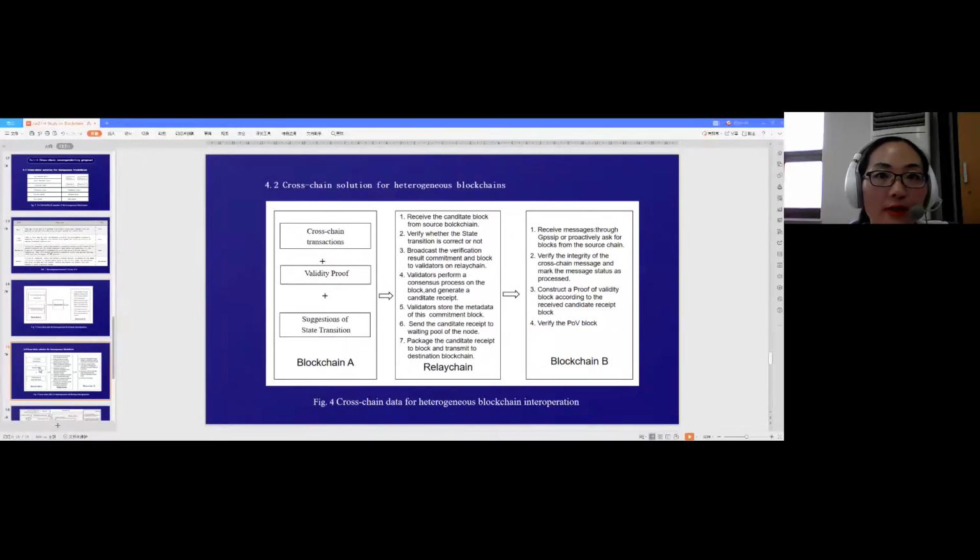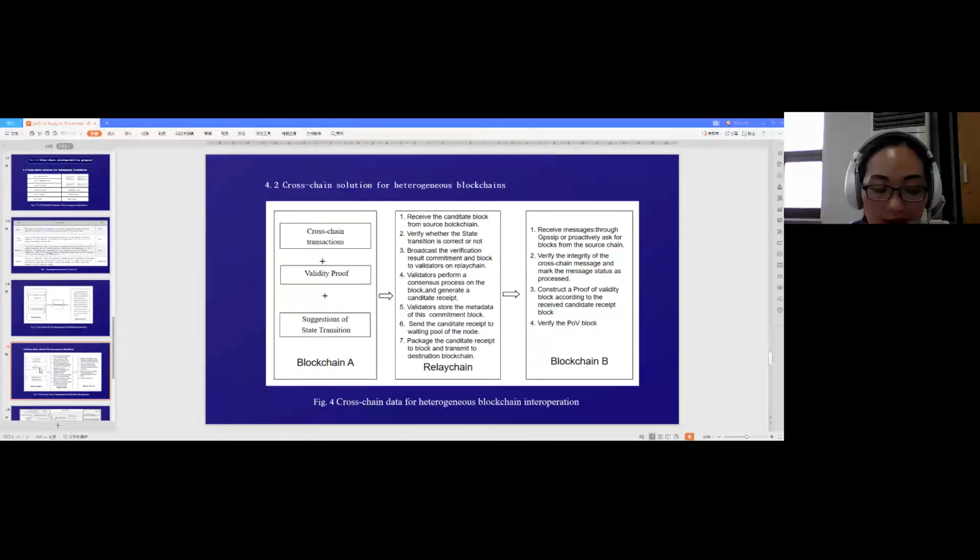Next, for heterogeneous blockchains. Cross-chain data for heterogeneous blockchain interoperation is shown in Figure 4. On the source chain, the data sent to the destination chain includes the cross-chain transactions, validity proof, and suggestions of state transition. The relay chain can ensure an efficient state transfer by comparing the received state root with the state root after execution.